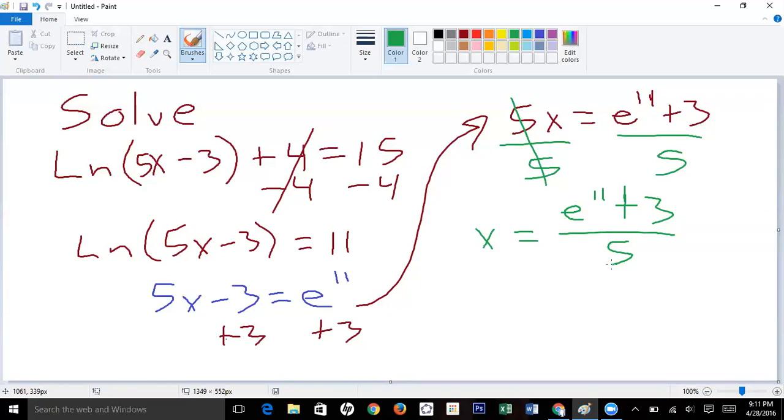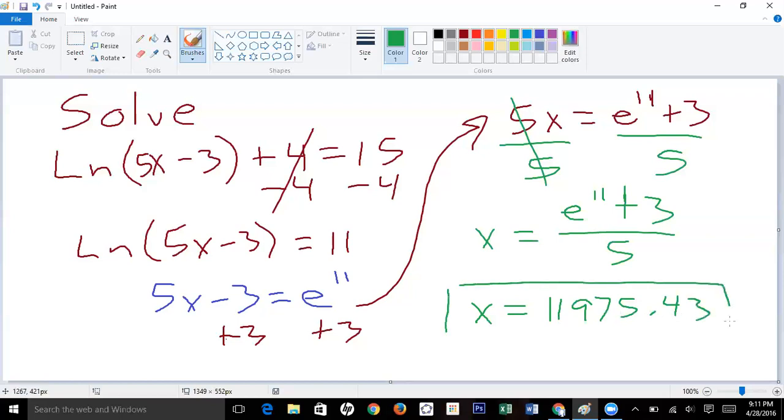And that would be our exact solution if that's what we wanted. Or we could go ahead and put this into a calculator to evaluate it. And when I put this into the calculator, I end up getting that x itself equals 11,975.43. Quite a large number, but when we raise something to the 11th power, it does get quite large.